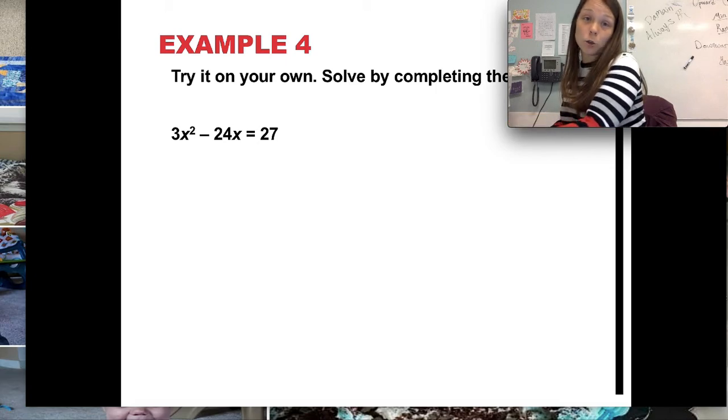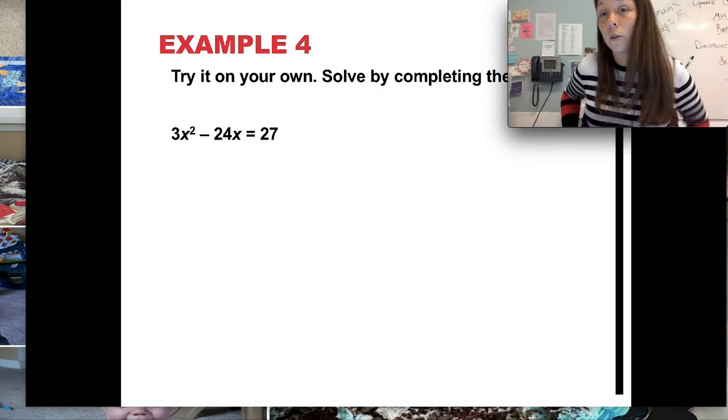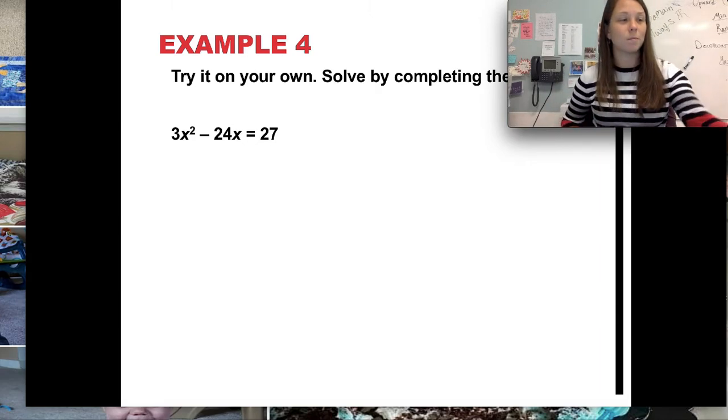Example 4 is another try on your own. See if you can make it even further through this problem than you did through the last one. So pause the video, press play when you're ready to see me go through it.